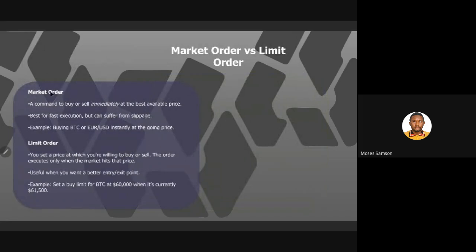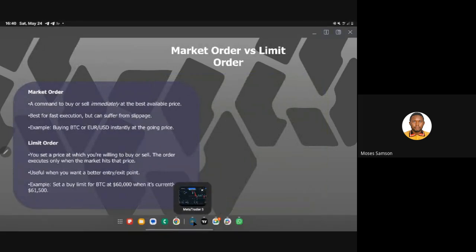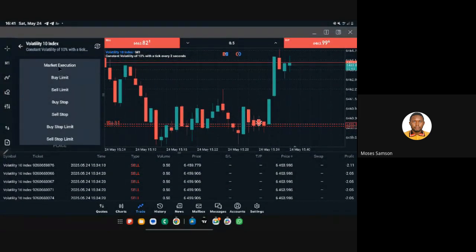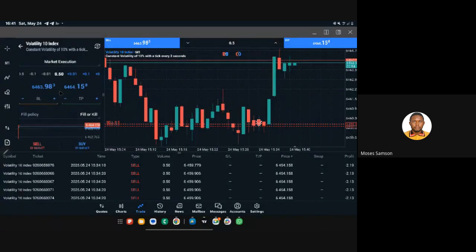So now, when buying and selling, we have the market order and the limit order, and that's what I showed you here in our Meta 5. We have our buy limits, sell limits, and our market execution for buying and selling also. And that's all we did here.